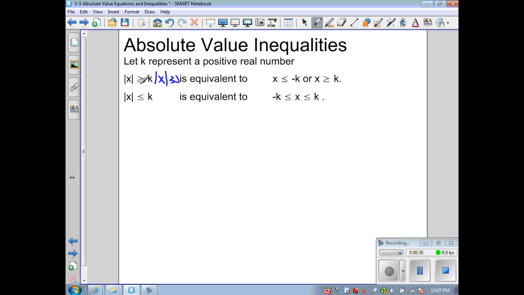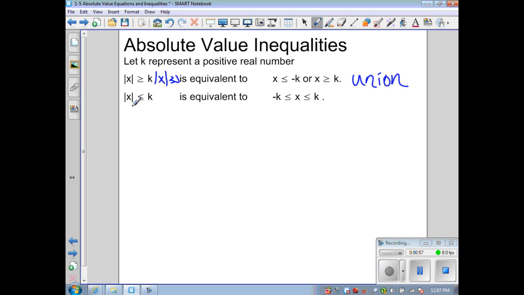Therefore, when I have the arrow pointing to the right, the absolute value of x greater than or equal to k represents a union for a solution and also when I graph. Therefore, a union is all solutions that are shared and non-shared by our inequalities.